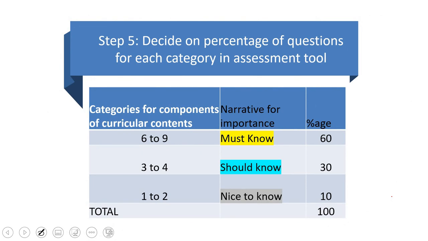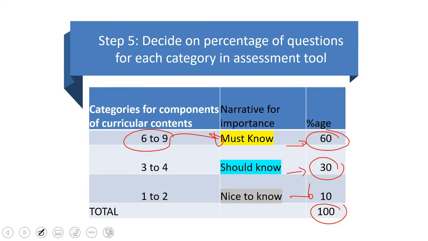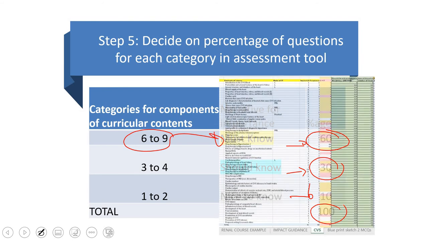Now once you decide on the percentage of questions, so 6 to 9 is must know, and let's say 60% of questions shall come from this and 30% shall come from the next category. This is based on research and on importance, and all these contribute to 100% of this category. This is a technical point to remember.